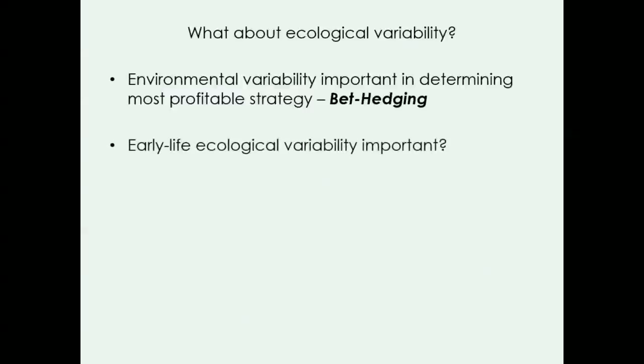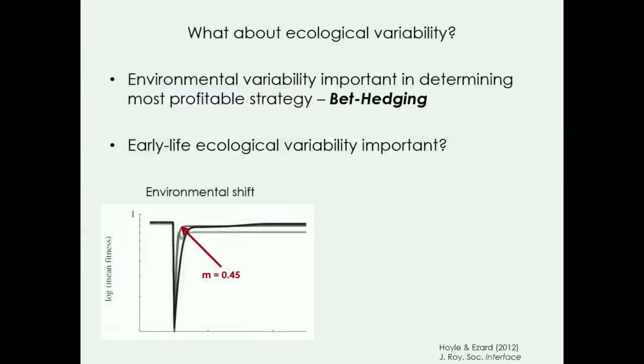And there's now some work starting to suggest that the variability of your early life environment is also important. In particular, I'm going to highlight some theoretical work by Rebecca Hoyle and Tom Ezard, and also Bram Kuiper, who is not on this paper, but there's a whole suite of papers that they've published in the last 4 or 5 years. They have been looking at how maternal effects, so the correlation between mother's phenotype and offspring phenotype, what type of that maternal effect is favoured under different levels of environmental change.